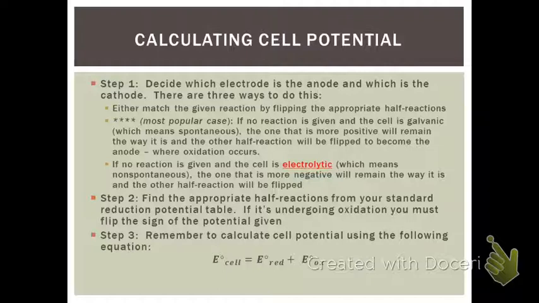If there's no reaction given again, but the cell is electrolytic, which means it's not supposed to happen, then the one that's more negative will remain the way it is, and you'll flip the one that's more positive to become oxidation, because we don't want the cell to go overall. You will use the half reactions from your standard reduction potential. It's even provided on the AP exam. And then you will simply add up the 2 values to figure out your cell potential in volts. Your units will be volts.